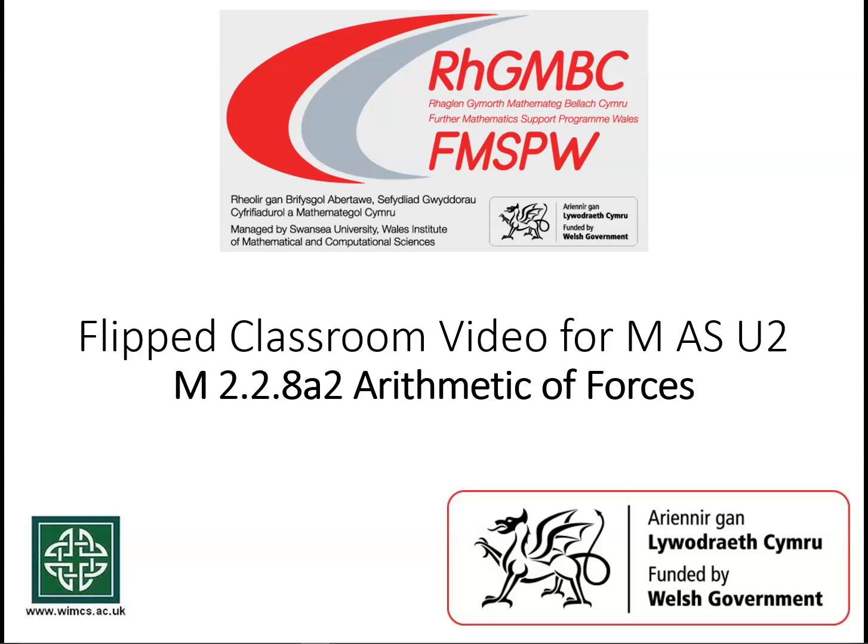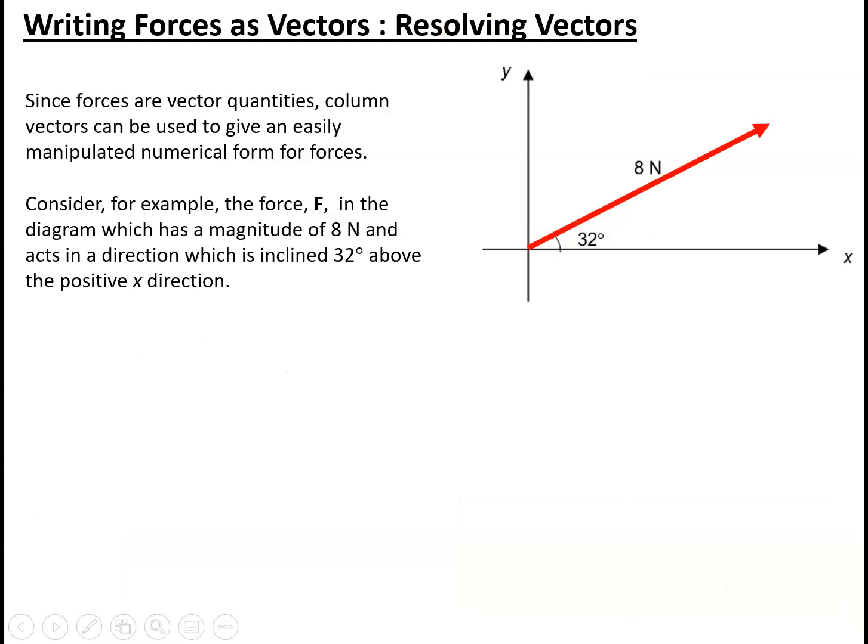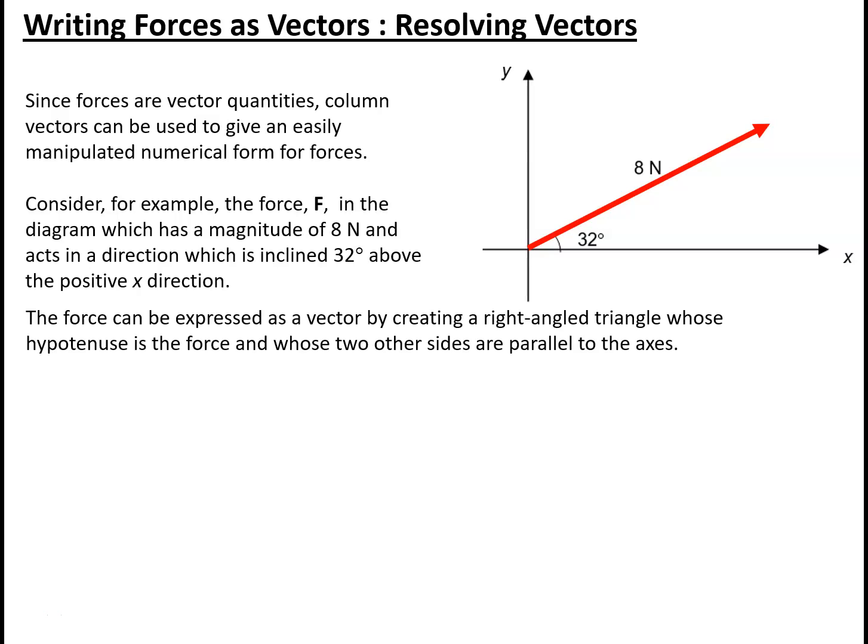In this video we're going to look at the arithmetic of forces. Since forces are vector quantities, column vectors can be used to give an easily manipulated numerical form for the force. So if we consider the force F, which has a magnitude of 8 newtons and makes an angle of 32 degrees with the positive x direction, then we can create a right-angled triangle whose hypotenuse is the force itself and whose other two sides are parallel to the axes.